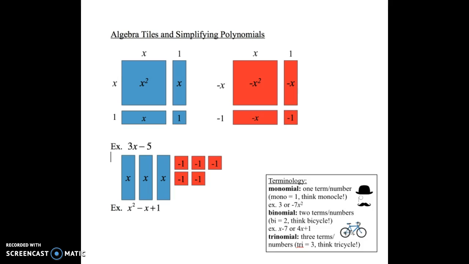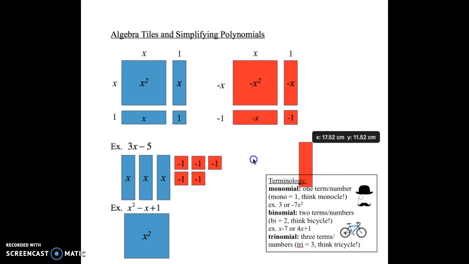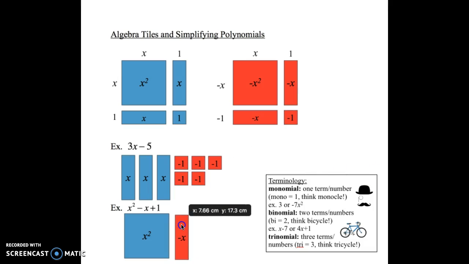For our second example, similarly, we've got 1 x squared tile. So we bring that in there. We have 1 negative x. And then we have plus 1 at the end. And so that gives us x squared minus x plus 1.